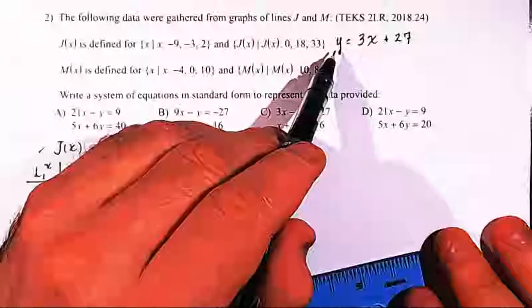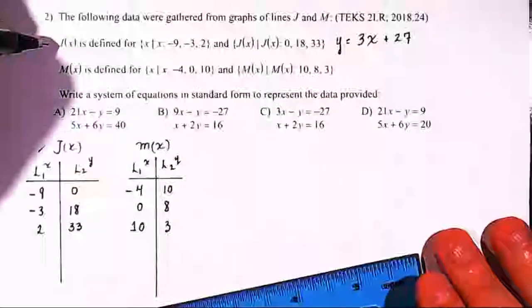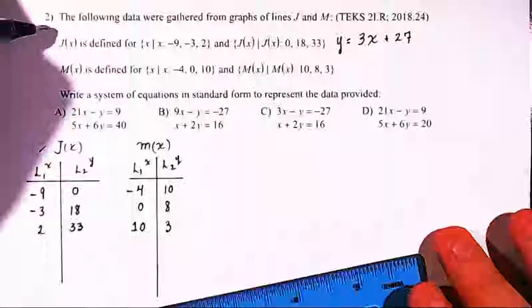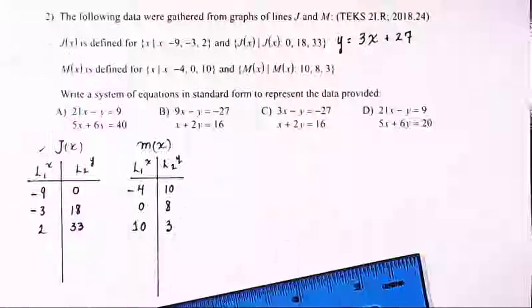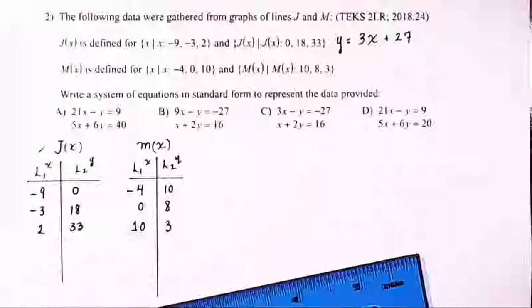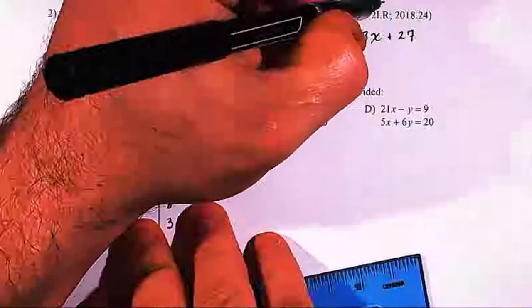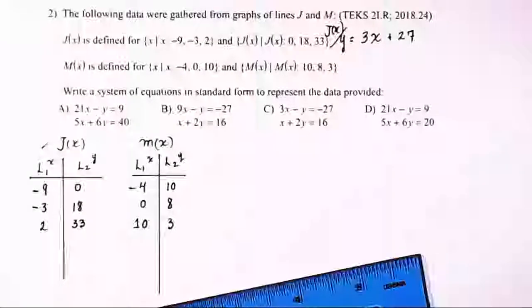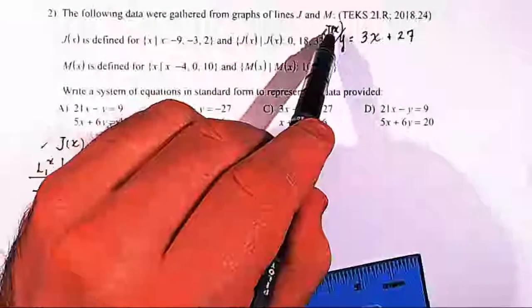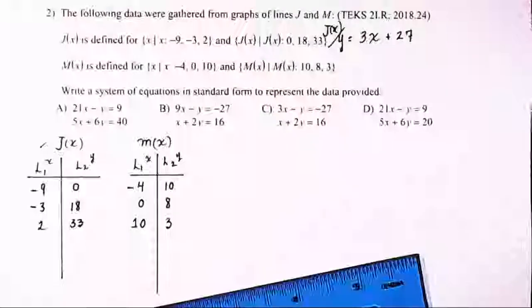I've noted that here, y equals 3x plus 27. That is the equation of the line for j of x. Perhaps it would have been more correct to write j of x equals this, so y or j of x, just so we're defining it correctly for the function. J of x equals 3x plus 27. Either way, it's going to function the same way.